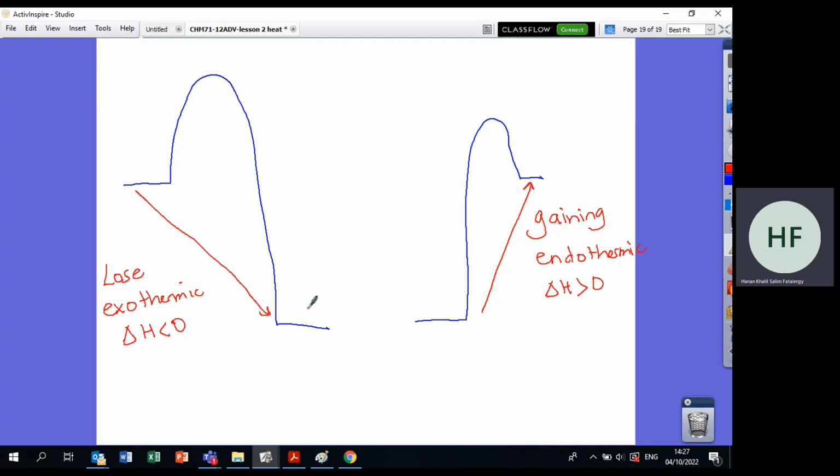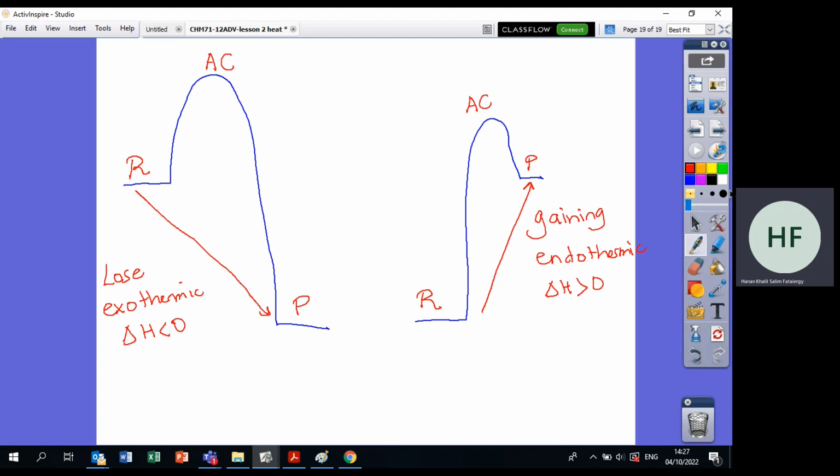Now I need to label these places. Of course, what we start with is reactants. At the top of the curve, we have the activated complex, and at the bottom we have products. Now the same thing applies here: reactants, and at the top we have the activated complex, and here we have products.